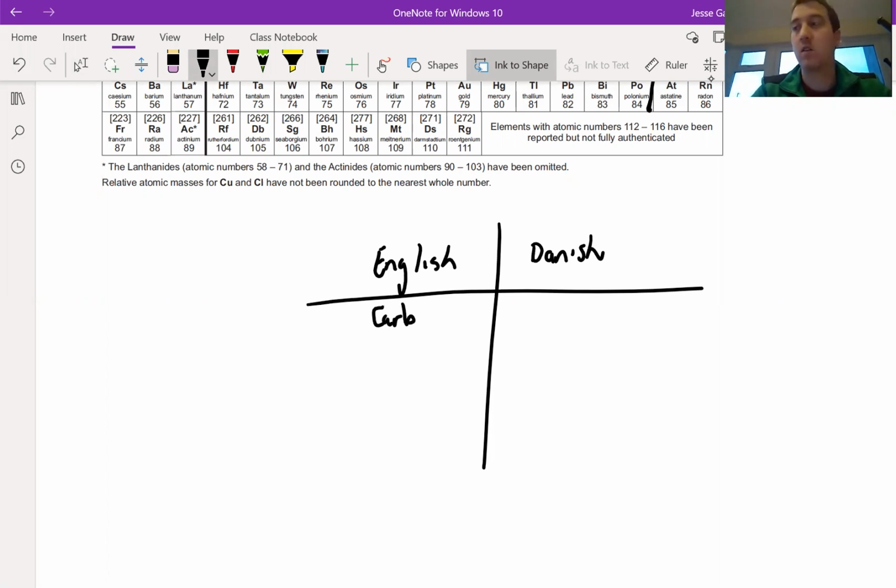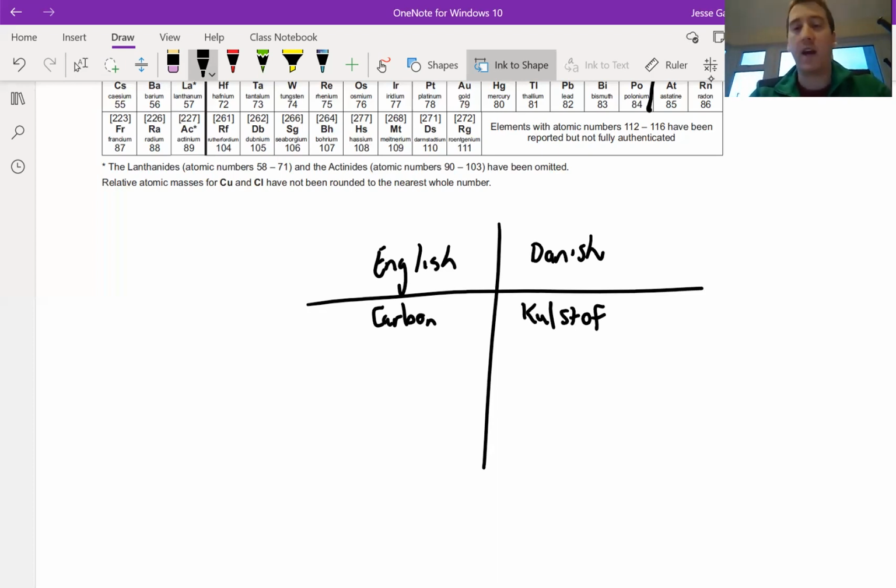Carbon in English is obviously carbon. In Spanish, it's carbón. But in English, it's carbon. In Danish, it's kulstof, spelled like this. Obviously, that's quite different. It's very different, in fact. It begins with a completely different letter, and it doesn't actually sound much like it at all.